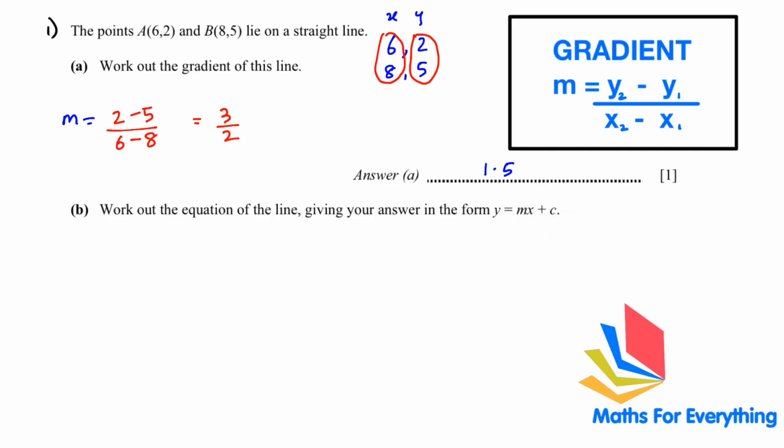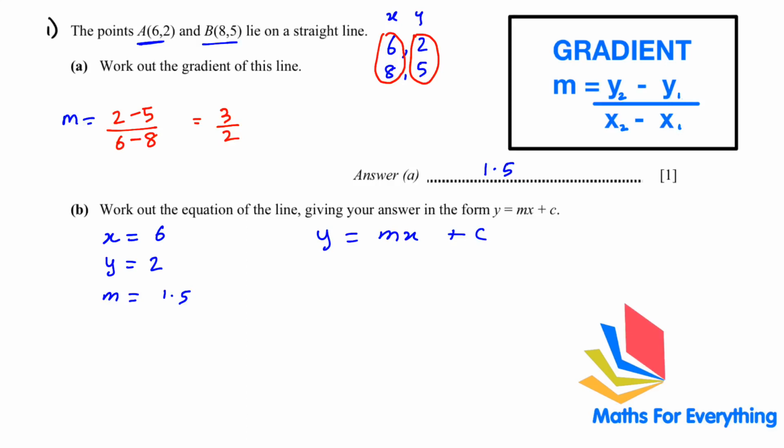mx plus c. To find the equation of the line, we need x, we need y, and we need the gradient. Gradient is 1.5. You can choose A or you can choose B. If we are choosing A, our x is 6 and our y is 2. We just have to replace it in this equation, y is equal to mx plus c, and we need to find c.